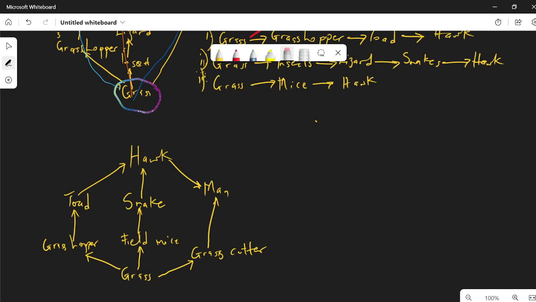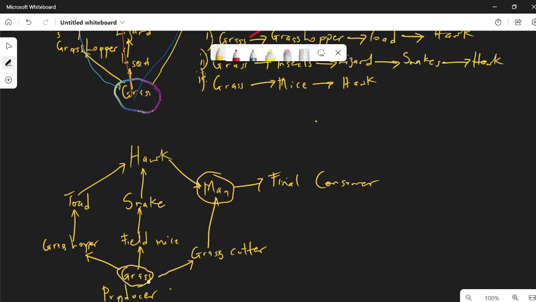Yes. According to this web, we have man getting the energy from hawk, as well as the energy from grass cutter. The energy in grass cutter is moving into man, and the energy in hawk is also moving into man. So man here is the final consumer, while the grass is seen as the producer. Are we together?